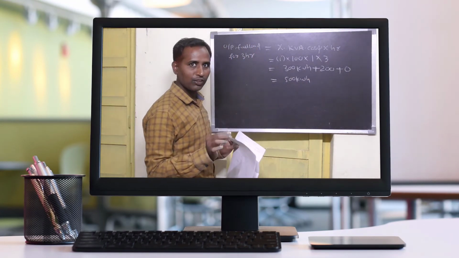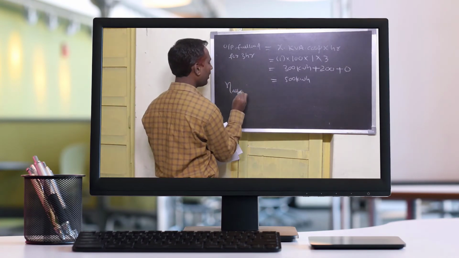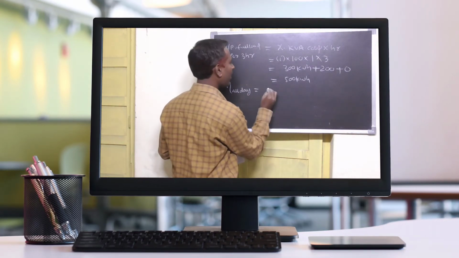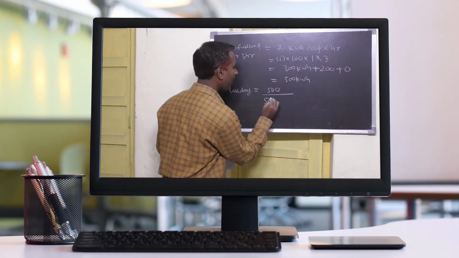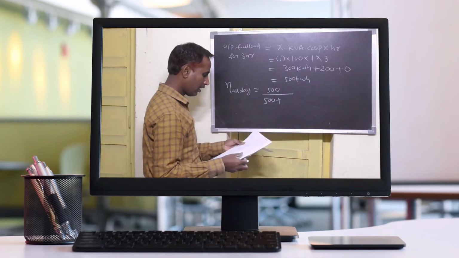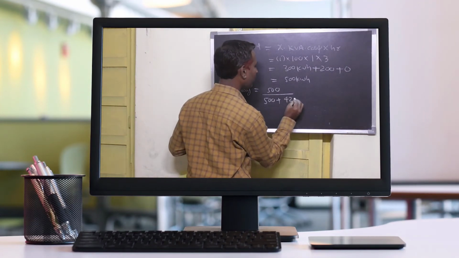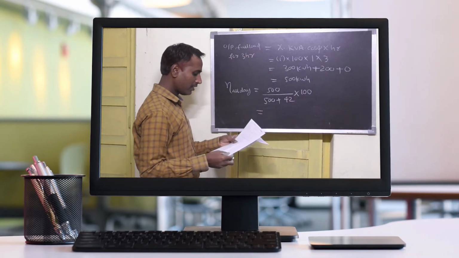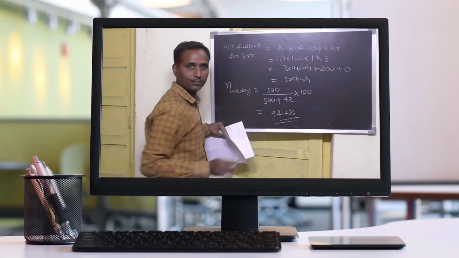Correct? Now I am going to find the all day efficiency. What is the formula? Output in kilowatt hour, which is 500, divided by output 500 plus iron loss plus copper loss. How much? Iron loss plus copper loss we will get 42. Right? Into 100 for efficiency. So the answer is 92.2%. This is the answer.